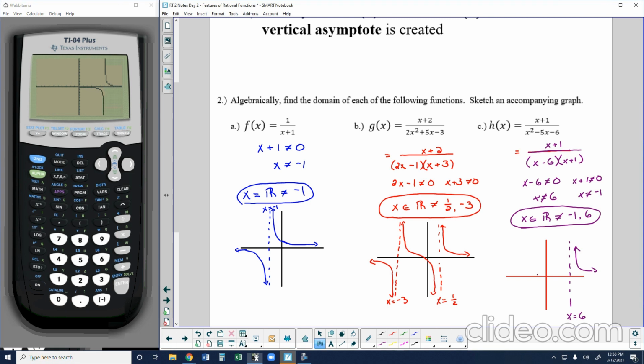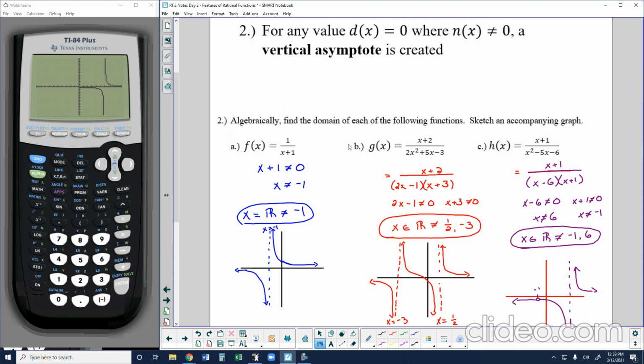What we get in this type of graph is what we call a hole. A hole in the graph occurs when we have a factor of the numerator that matches a factor of the denominator. Essentially any zero of the denominator, which cannot be part of the domain, is also a zero of the numerator. So there are two types of restrictions on the domain.